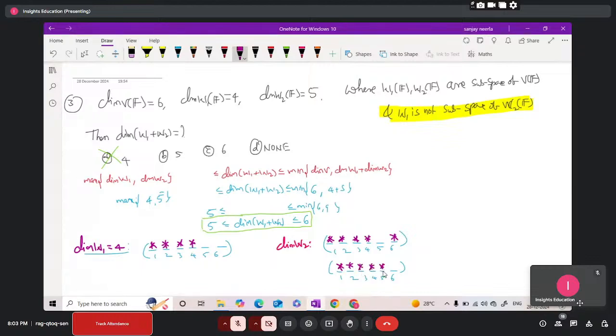Now tell me. If W1 is like this, definitely with W2 we have only 2 possibilities. Only 2?